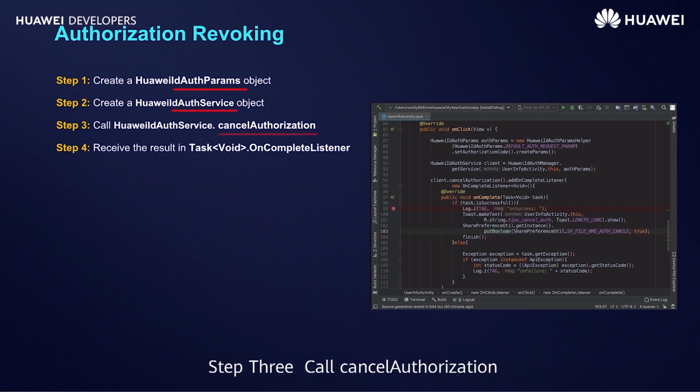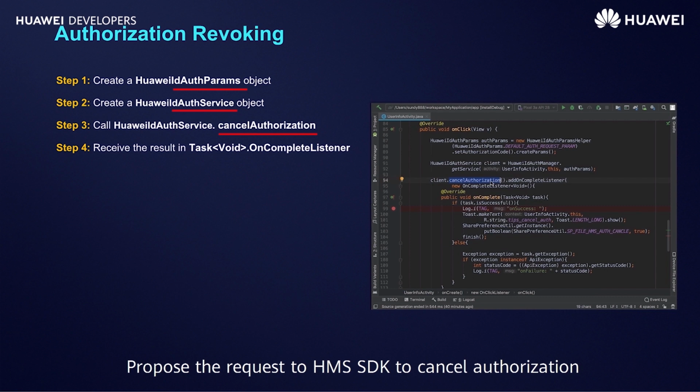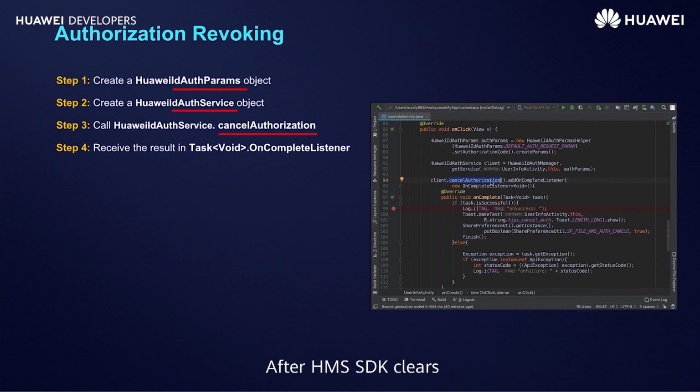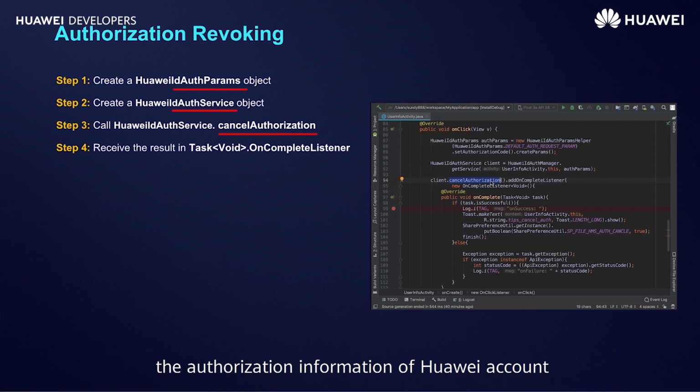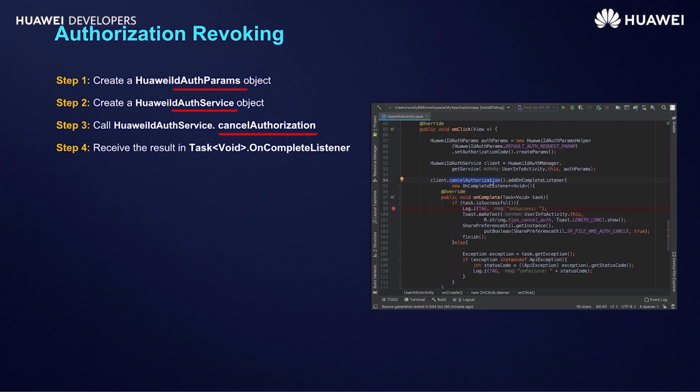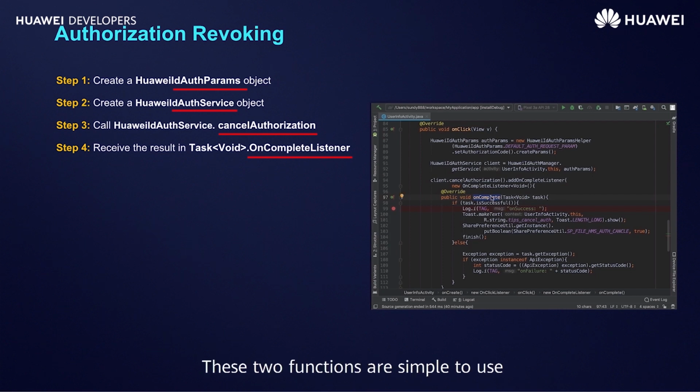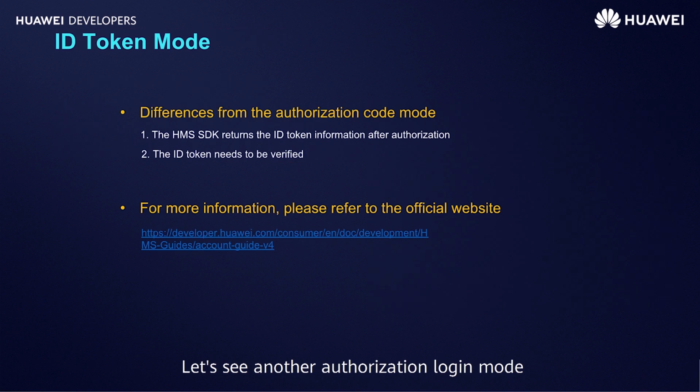Step 3. Call the cancel authorization method of Huawei ID auth service. Propose the request to HMS SDK to cancel authorization. After HMS SDK clears the authorization information of the Huawei account, it returns results to the application. We may accept the returned result through the onComplete method in the onComplete listener of the monitoring interface. These 2 functions are simple to use. Let's see another authorization login mode.